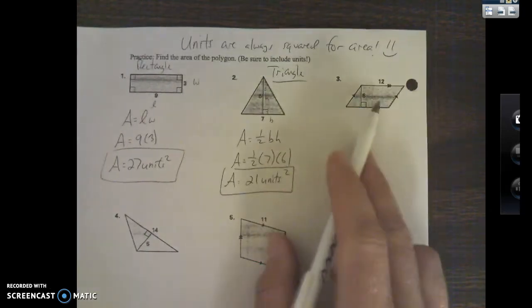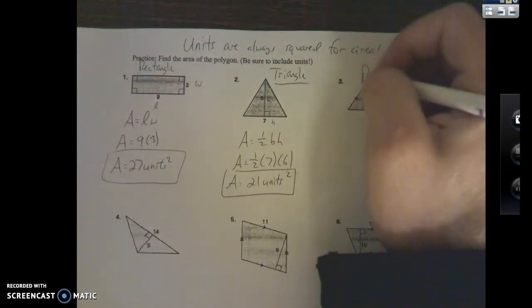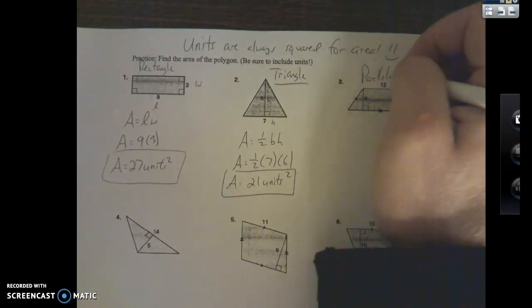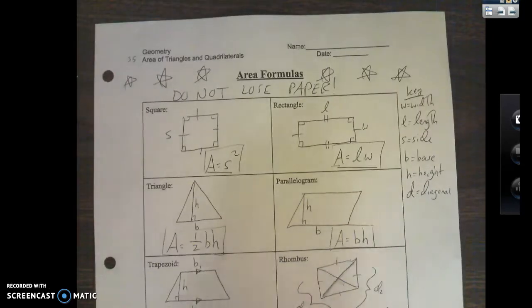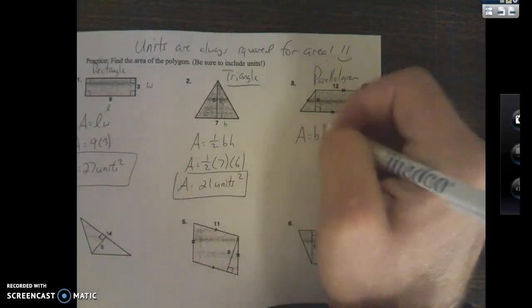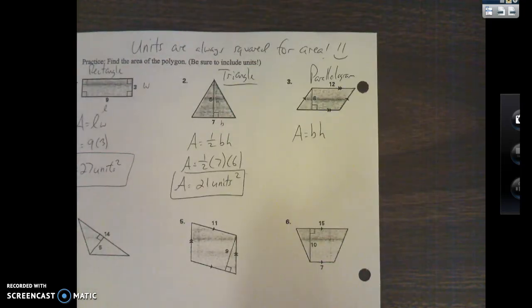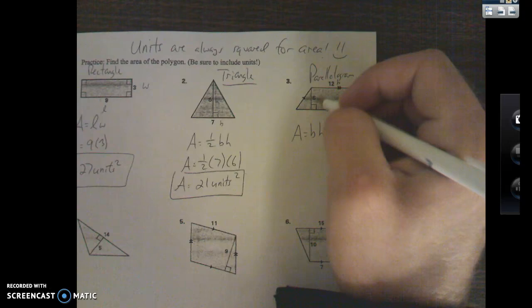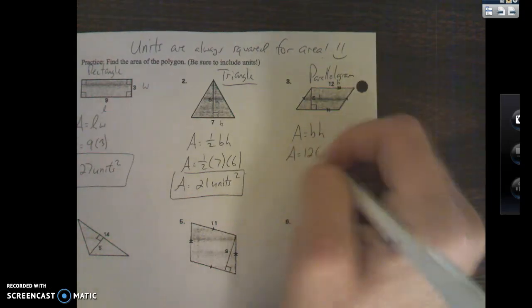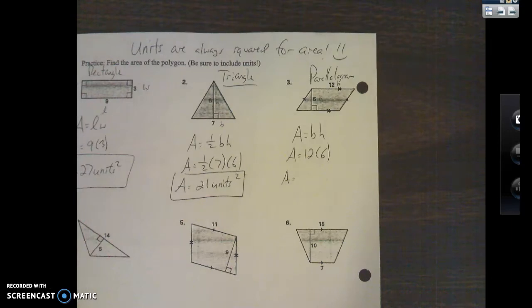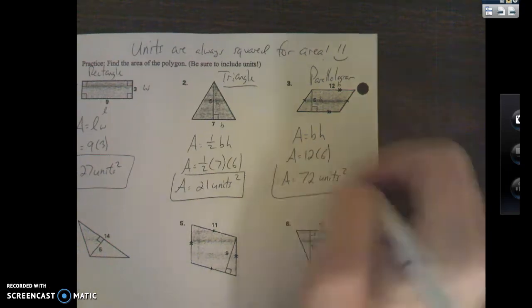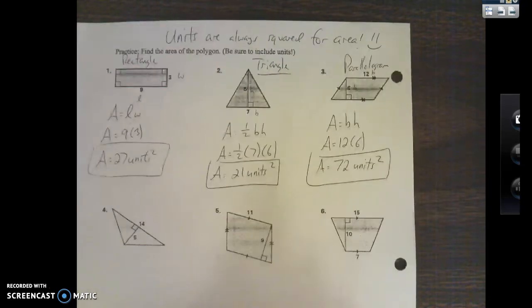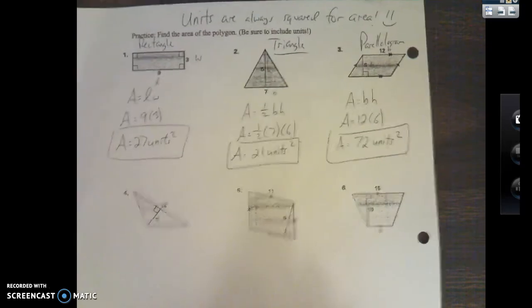Pick out your shape. All my sides are parallel. Parallelogram. Alright. I know you might know these shapes, but it's good to get in the habit of labeling them. Over here, parallelogram. Area equals base times height. Alright, so what's my base? Well, my base is 12. My height is 6. Okay, 12 times 6. 72 units squared. Alright, we are moving right along. We're doing a nice job.